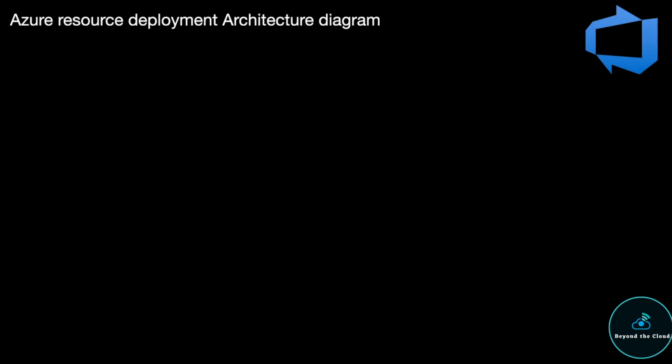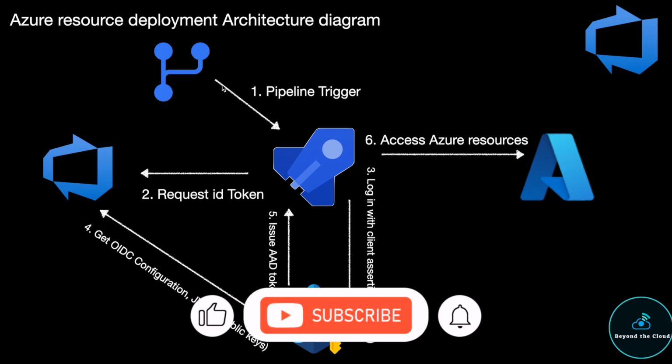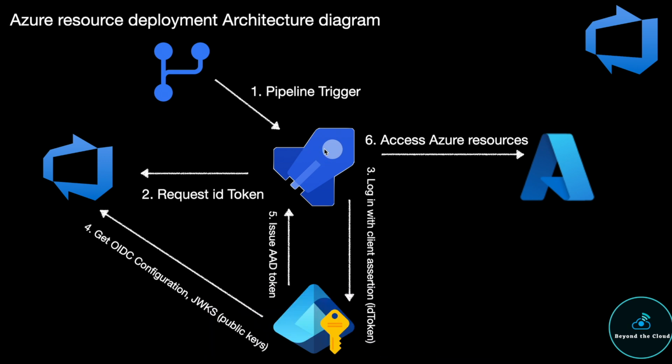All right, moving on. What is the Azure resource deployment architecture diagram? Remember I have given you one architecture diagram showing how the authentication works, how the pipeline triggering works and everything, and the diagram looks like this. Our imported repository will be here, and from there, whenever we create a pull request, our pipeline will be triggered.